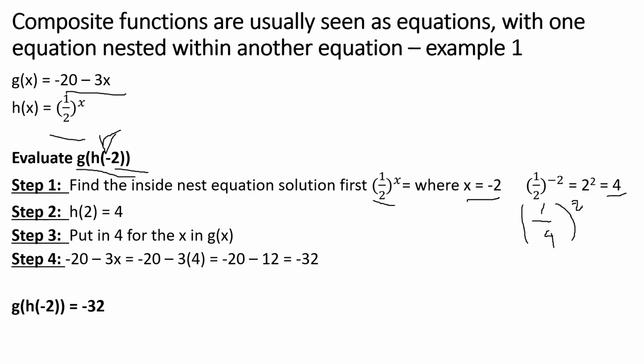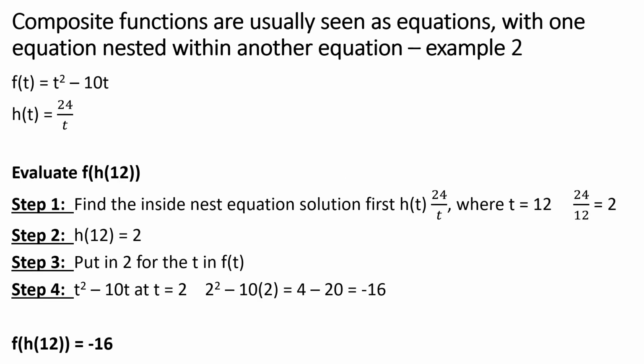So my inner function, h at negative 2, equals 4, as I found here. I'll put that 4 in for the new x into the outer function. Put in 4 for x. So that is negative 3x minus 20, which is now negative 3 times 4, minus 20. Negative 3 times 4 is negative 12, becomes minus 32. So g of h at negative 2 is minus 32.